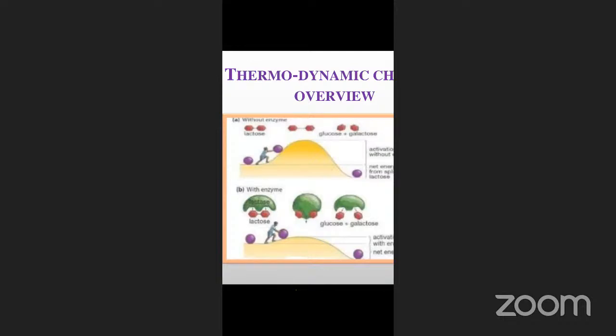Whereas in the second reaction, if we see, here the peak is very low, right? So it will take much less time to convert this lactose into glucose and galactose. So the effort which the enzyme is putting in is reduced, and even for the substrates also, right? So this is the main difference.